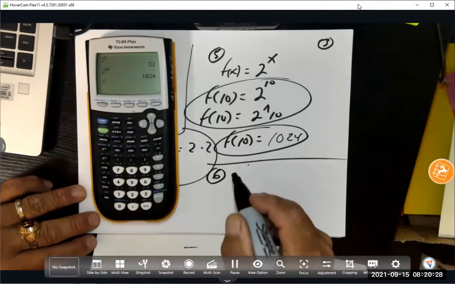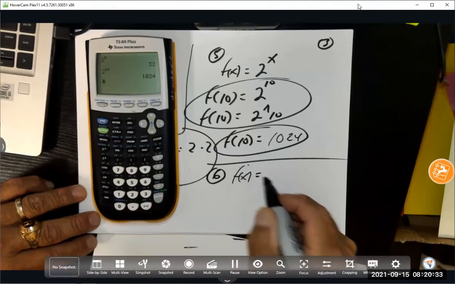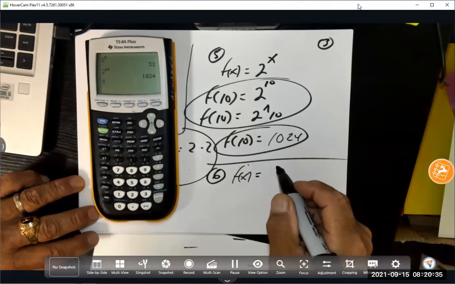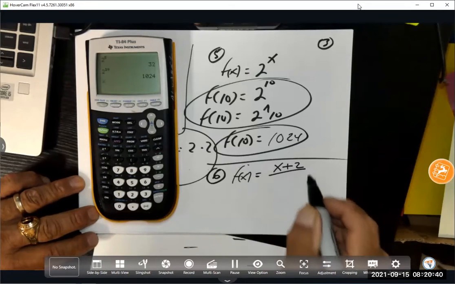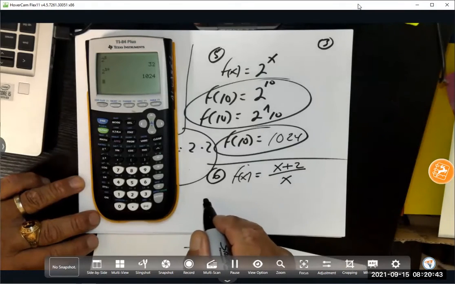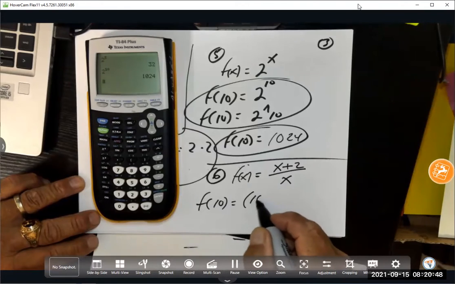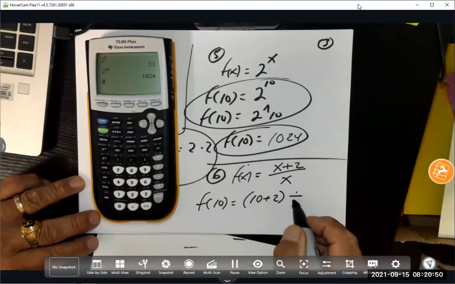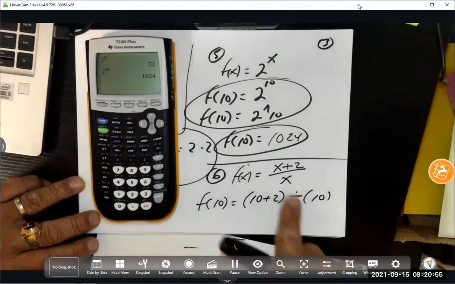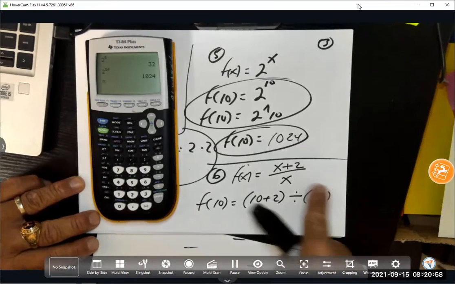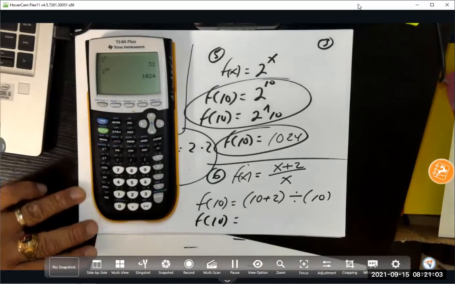All right, number 6. Let's say I have f of x equals x plus 2 over x. Okay, and I say find f of 10. Let me show you how to do this one though. Upstairs is 10 plus 2, and downstairs is the 10. So I'm going to put 10 here on the top and then the bottom. It looks like this. Do it in the calculator like this. Let the machine do it for you.